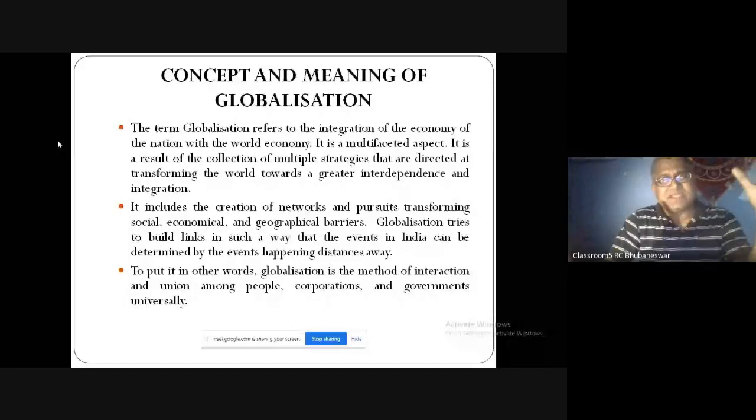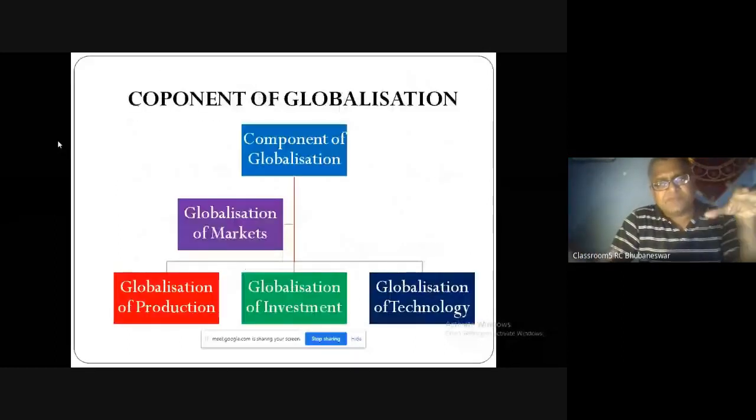Presently every company is interested in taking its business or opening a new door or new window in different types of countries. That type of openness of approach is called globalization. My dear students, if you see my slide, what are the components of globalization? There are four components of globalization: first of all, globalization of markets, globalization of production, globalization of investment, and globalization of technology.